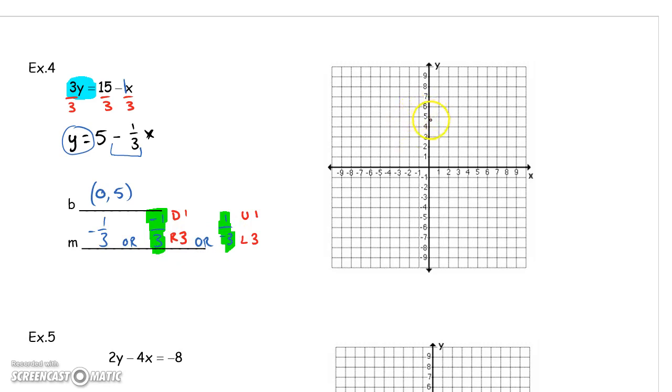Going and graphing this now, I plot (0, 5). I could go down 1, right 3 for my next point, and keep following in that pattern until I have no more room. Or I could go up 1, left 3, and keep following in that pattern until I have no more room. Once I have all my points, I take my straight edge out, and I do my absolute best to draw a line through all points, and I put arrows on the ends of it. Okay.